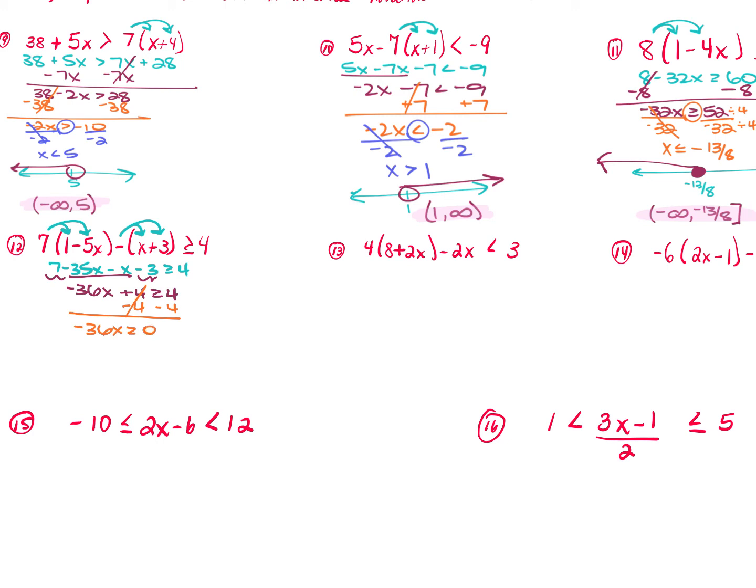From here, we can divide each side by the negative 36. We flip the sign, and that gives us x is less than or equal to 0. On your number line, that 0 is going to have an open or a closed circle, right or left. So your interval notation is going from negative infinity up to 0 bracket. Good.